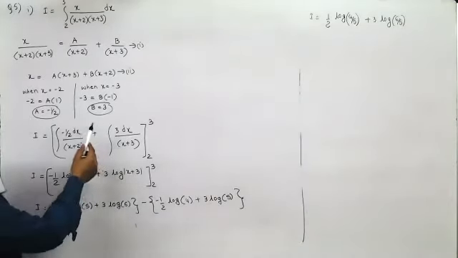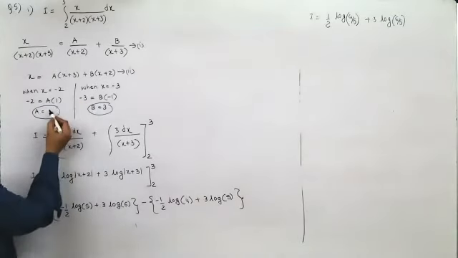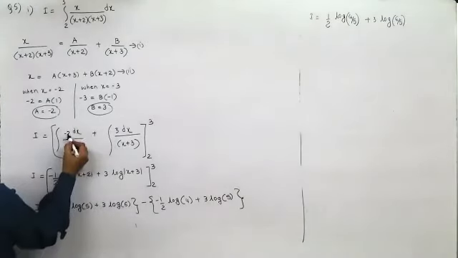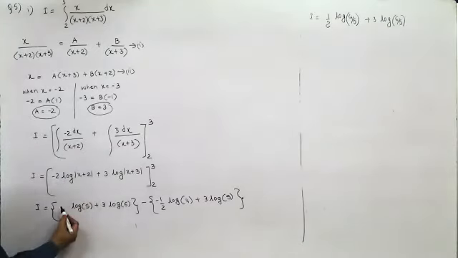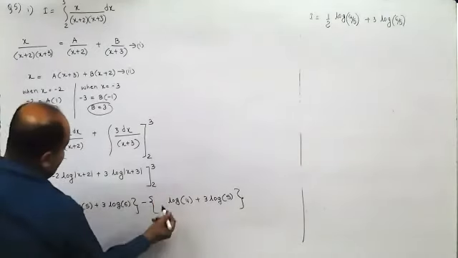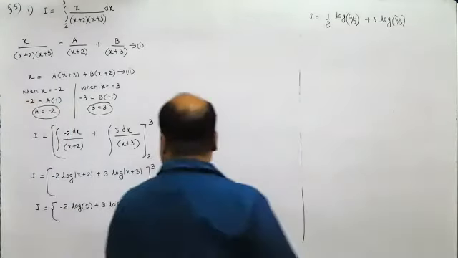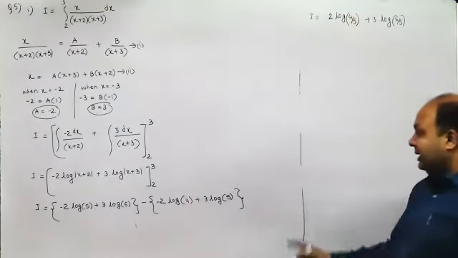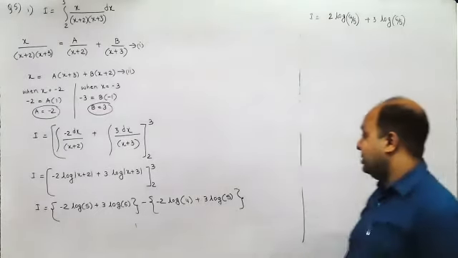Calculation mistake. A is minus 2. So this is minus 2, this would be minus 2 log x plus 2, this would be minus 2 log 5, this would be minus 2 log 4, here this would be 2 log 4 by 5, and this would be 3 log 6 minus 3 log 5, yes.